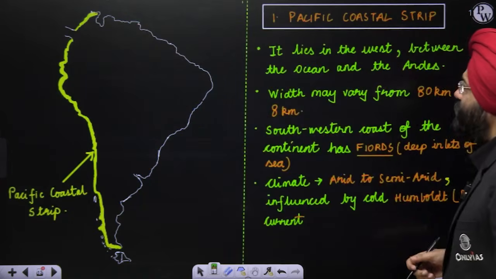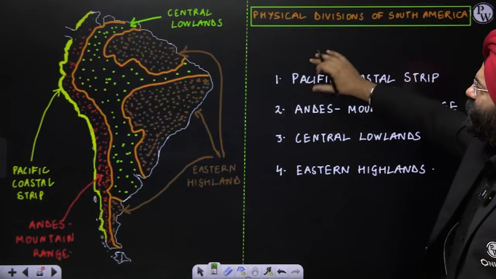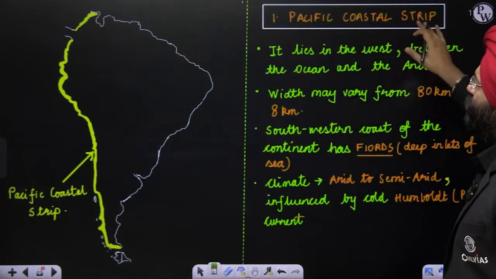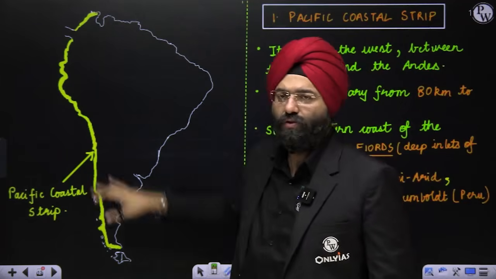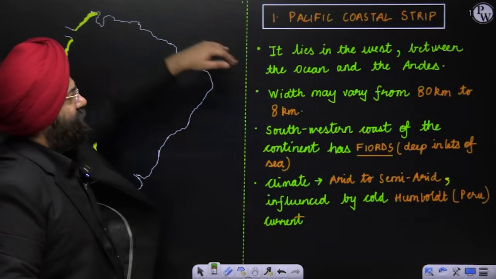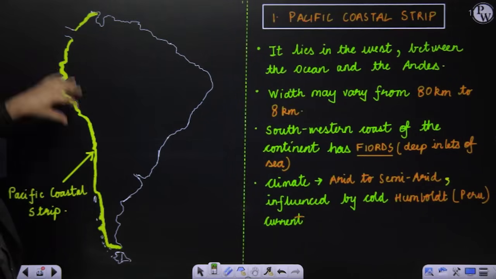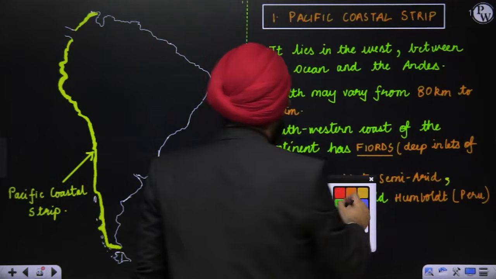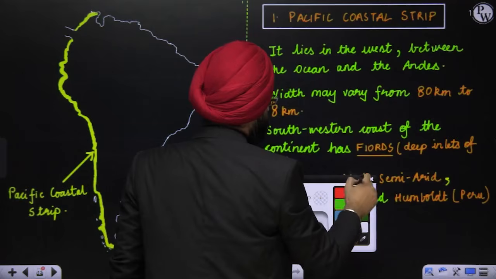Okay. Next comes the first part. We are doing all of them one by one. Pacific coastal strip. Now, what is the Pacific coastal strip? You know that I have drawn it on the map also. It lies in the western part, next to the ocean. Now, this ocean which I am referring to is what? The Pacific Ocean.